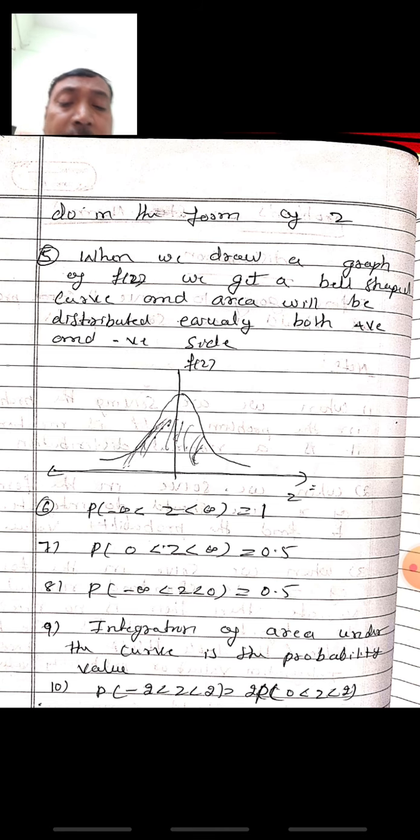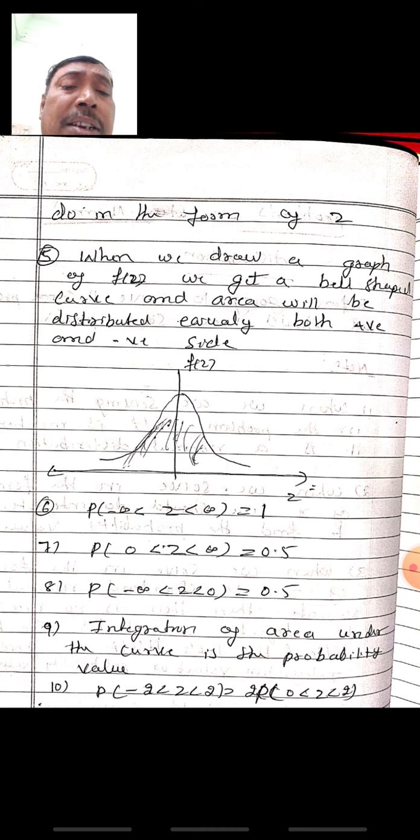Okay, the next one, the ninth point: the integration of area under the curve is the probability value. That means what you are going to integrate, say from 0 to 1, or 0 to 4. What you integrate from 0 to 1 is called the area. If you integrate that area, it is nothing but your probability value. But one more, the 10th point: z is from minus 2 to plus 2.